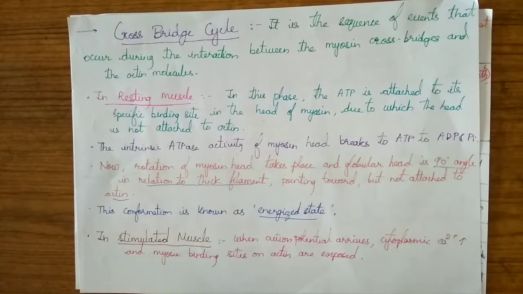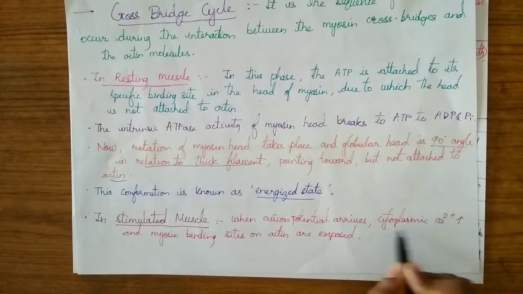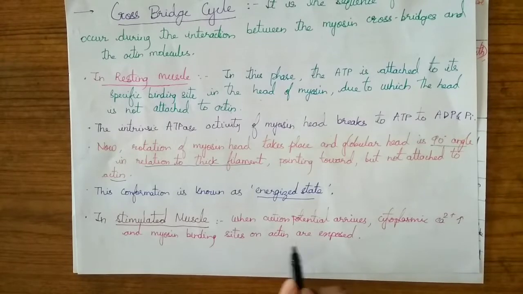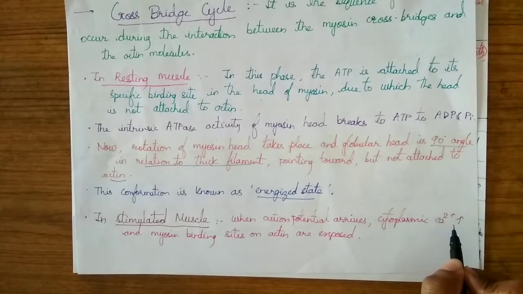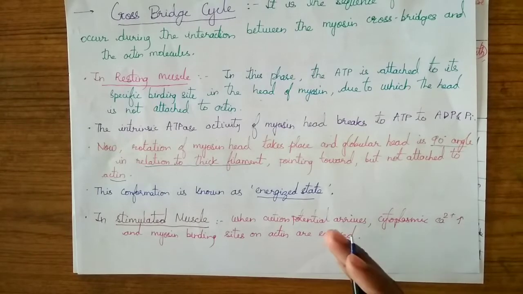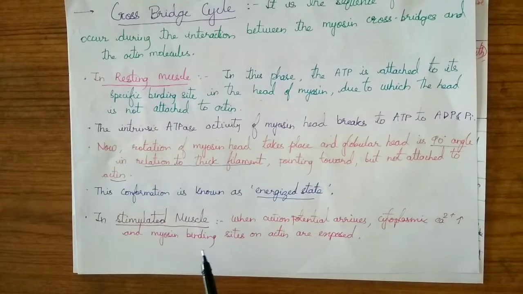So now let's talk about what are the events which take place in the stimulated muscle. So when the action potential arrives, the cytoplasmic calcium increases and the myosin binding sites on the actin are exposed. So as you know, when the calcium increases in the cytoplasm, the troponin C binds with the calcium and it makes the tropomyosin and troponin complex detach from the actin, and therefore the myosin binding sites on the actin are exposed.